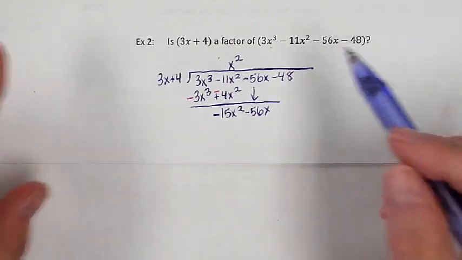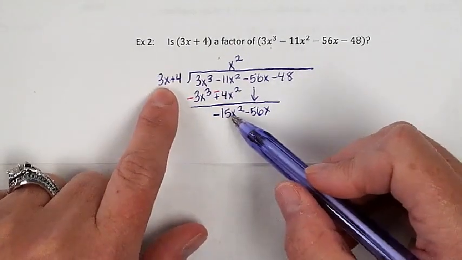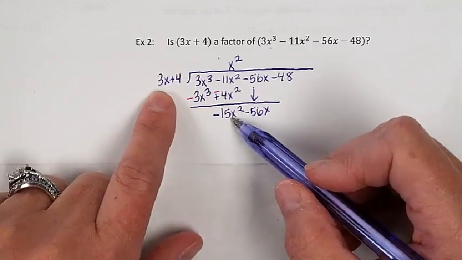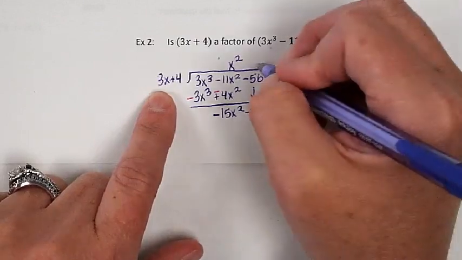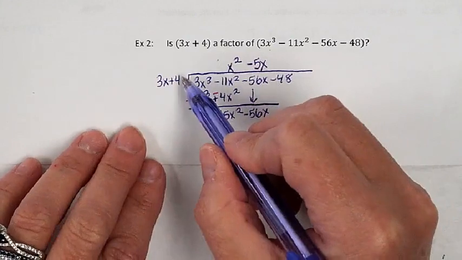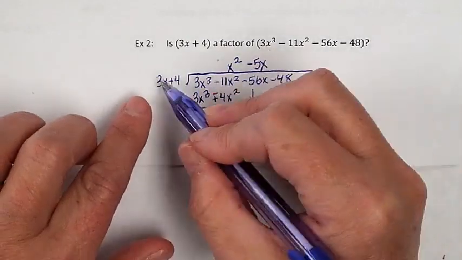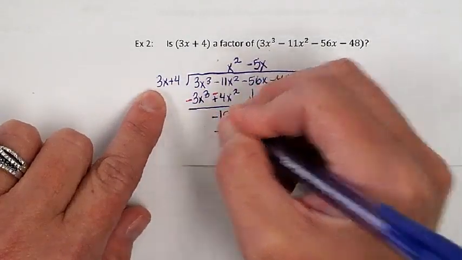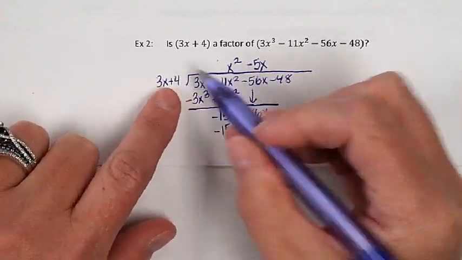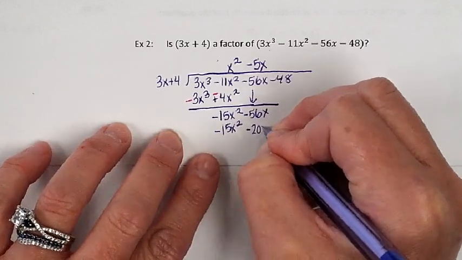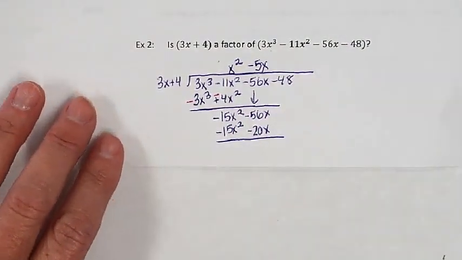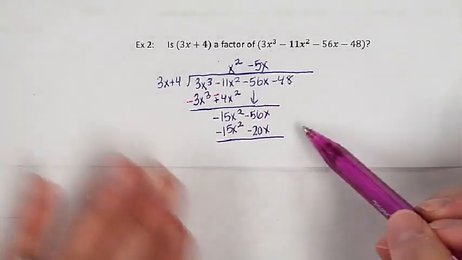We do it again with a 3x and the negative 15. 3x times what would give me a negative 15x squared? Negative 5x. So now we're going to multiply negative 5x by 3x plus 4. Negative 5x times 3x is a negative 15x squared, and negative 5x times 4 is a negative 20x. Now we have to subtract this off, so we're changing the signs.